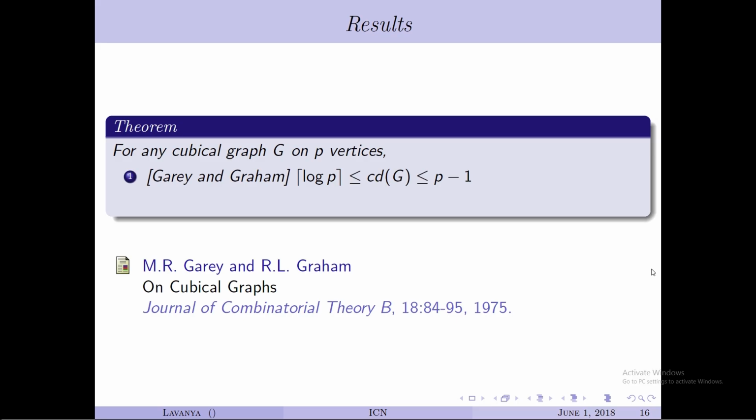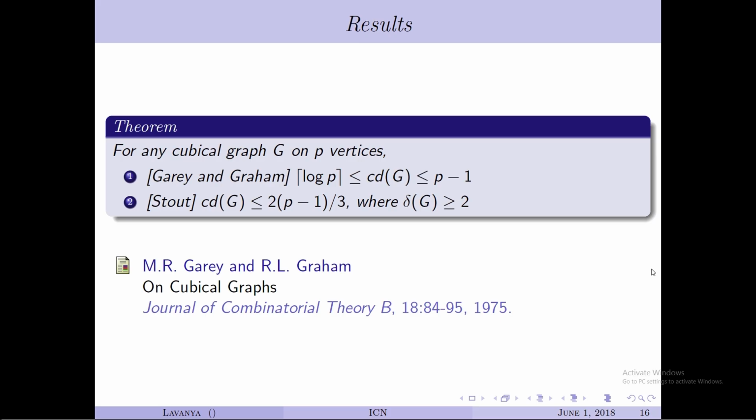Okay. So, this was one of the very first results when people started talking about cubical graphs, and you must have heard these names, Garey and Graham. They are famous people in computer architecture and parallel computing studies. And there is also another improvement: cubical dimension is less than or equal to 2 times (p minus 1) by 3, that is, 2/3 of p minus 1.